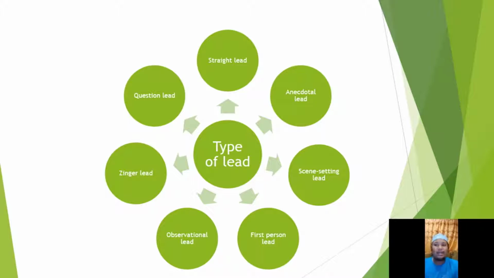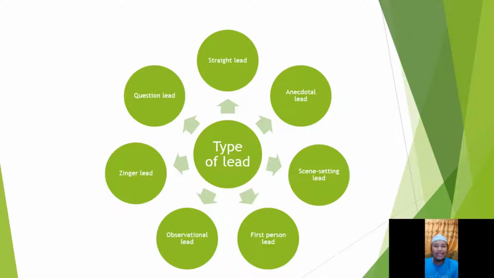Observational lead. When offering an authoritative observation about a story and how it fits in with the larger picture, you should make sure you know the broader context of your subject matter. And then is zinger lead. The zinger lead is dramatic and attention grabbing. Although it has a strong tone, it requires a hard set of facts to back it up.